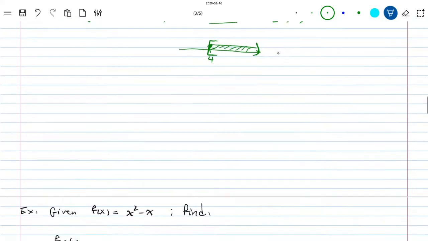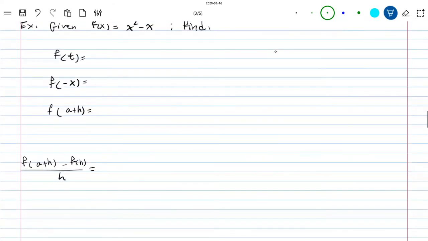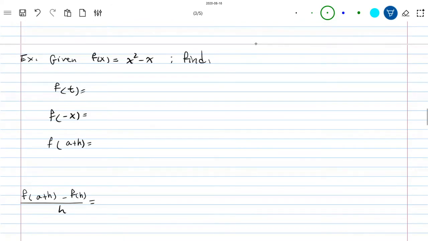Okay, that's the same as 4 and infinity. Okay, let's calculate some values, because in case you've forgotten, given f of x is x squared minus x, find certain things. We can calculate f of numbers, but what is f of t? That means replace x with t. Nothing complicated about that. Every time you see x, you replace it, so t squared minus t.